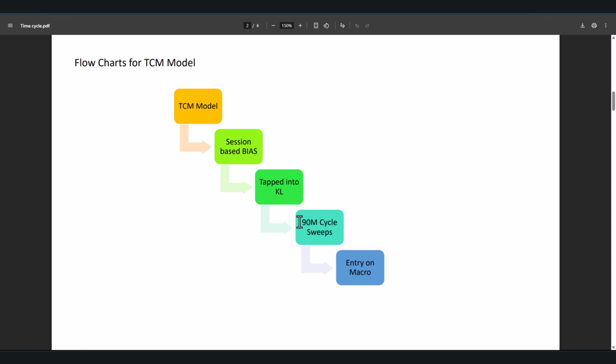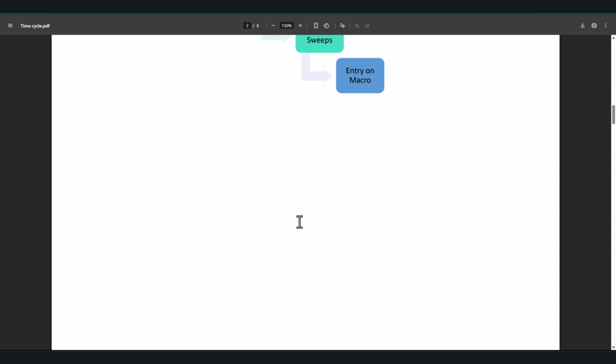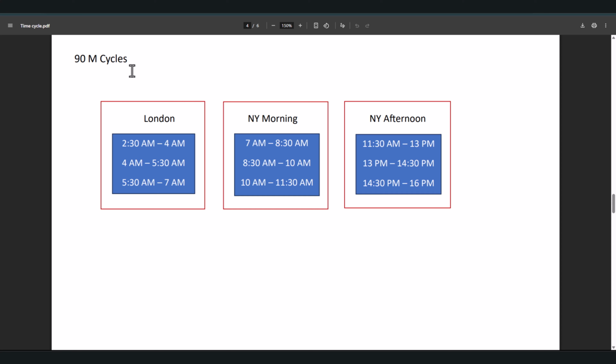Later, you have to wait for sweeping any previous 90-minute cycles. If you don't know about the 90-minute cycle, let me show you. For London, you have this 90-minute cycle. For New York morning, you have these 90-minute cycles. We have no worries about New York afternoon because we won't trade on New York afternoon. Focus on New York morning only. Take screenshots of this and add the 90-minute cycles indicator on TradingView and add this time.